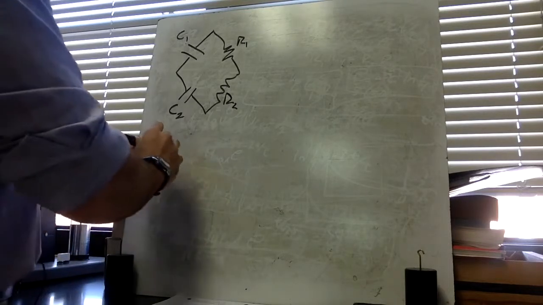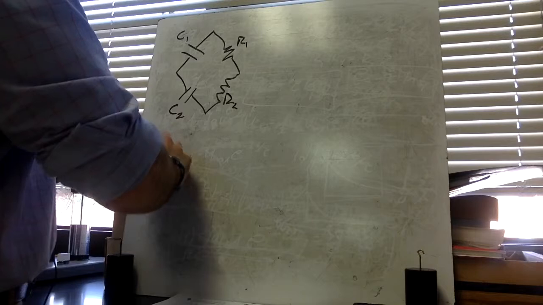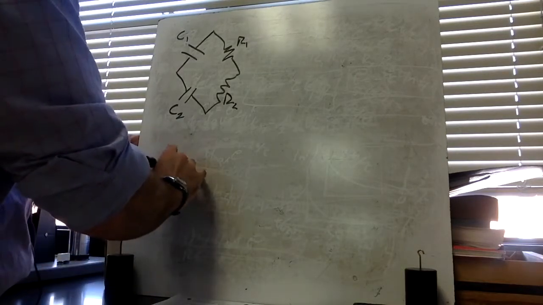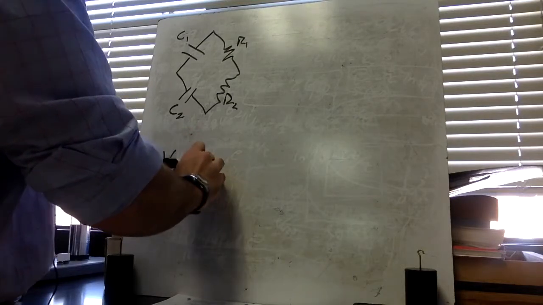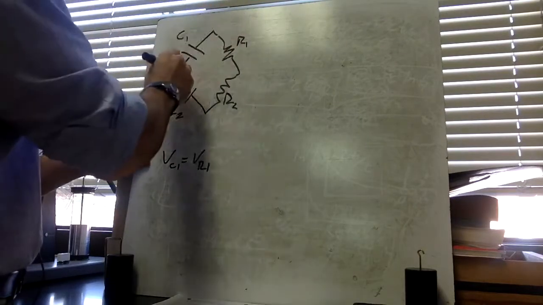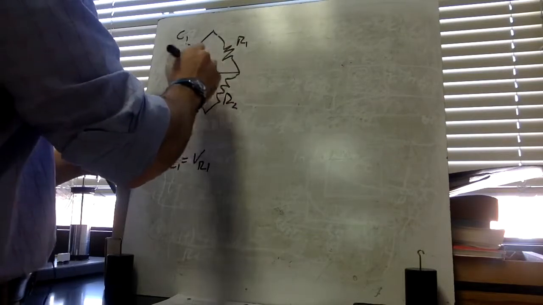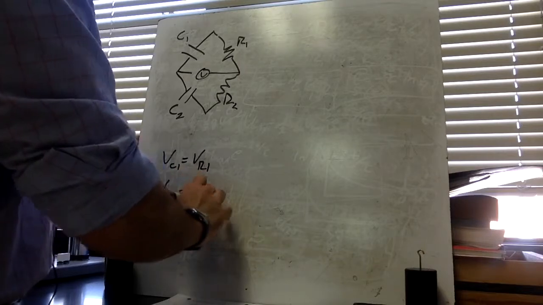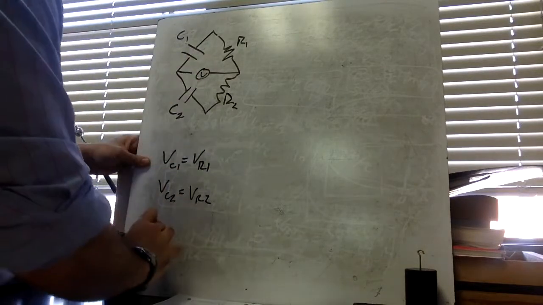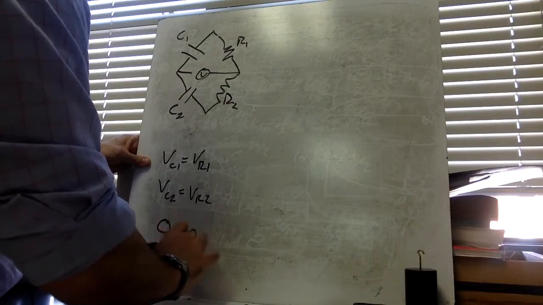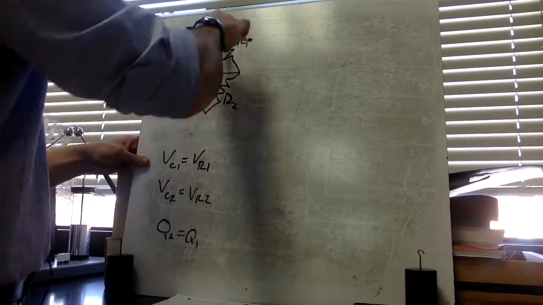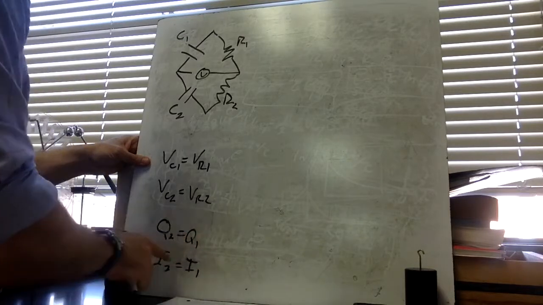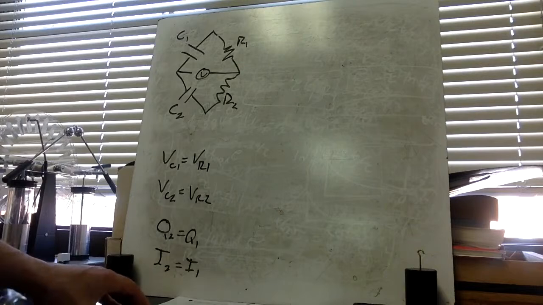We know that the potential on capacitor 1 is equal to the potential on resistor 1. These both have to be using up the same potential difference. And the voltage on capacitor 2 has to be equal to the voltage on resistor 2. Because these 2 capacitors are in series, I know that Q2 is equal to Q1. And because these 2 are in series, I know that I2 is equal to I1. This is for the capacitors, this is for the resistors.